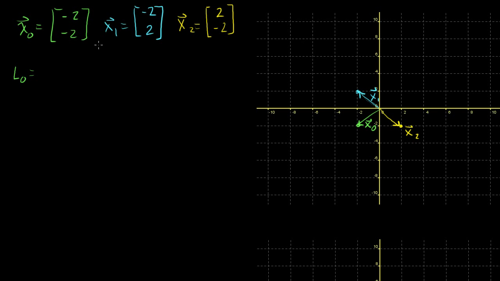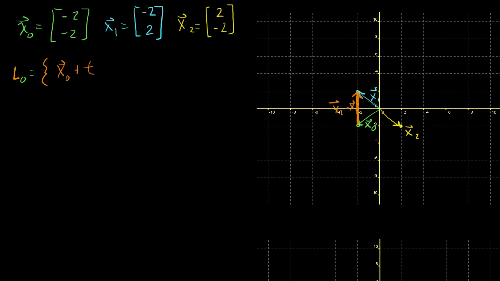Let me do it in a different color, in orange. L naught. So what I want to do is find the set of all of these values right here, all of the position vectors that define points on this line. Well, we could start off at x naught. We could say that orange line is x naught plus scaled versions of the difference of x1 and x naught, right? If you take x1 minus x naught, you get this vector right there. That's x1 minus x naught, that orange vector.